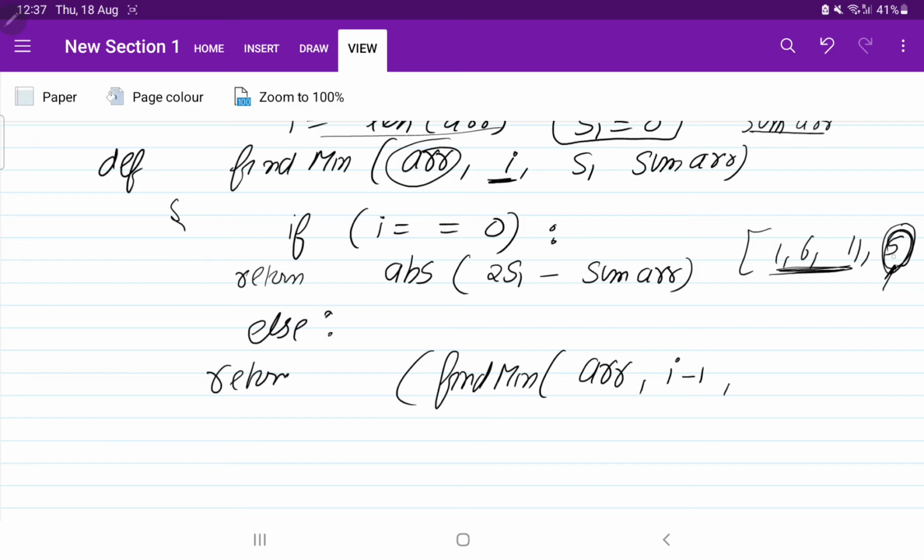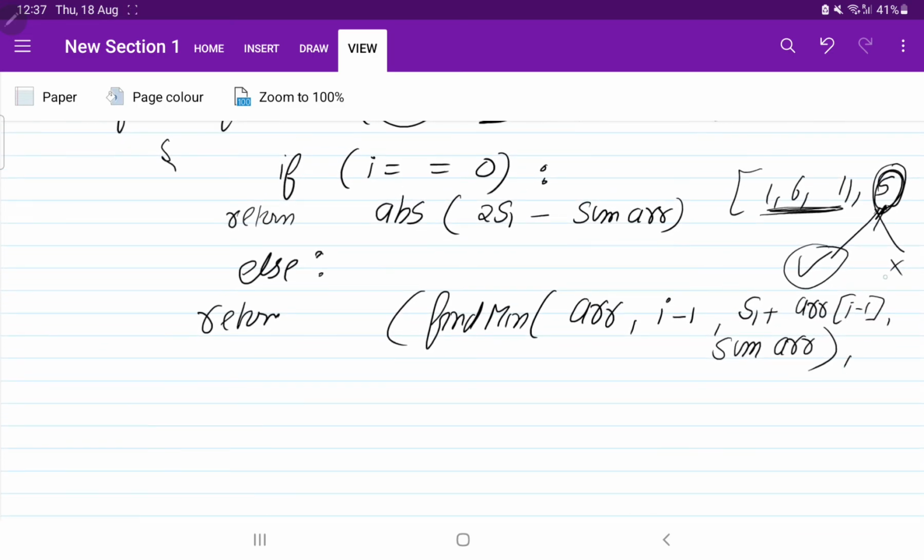Suppose we are adding this element to the subset 1, so it will be S1 plus array of I minus 1. Correct? S1 was the sum of the first subset, initially it was 0. So if you are going to select that element, we need to add this: S1 plus array of I minus 1, and sum of array will be as it is. Okay, this is the case when we are going to select the element.